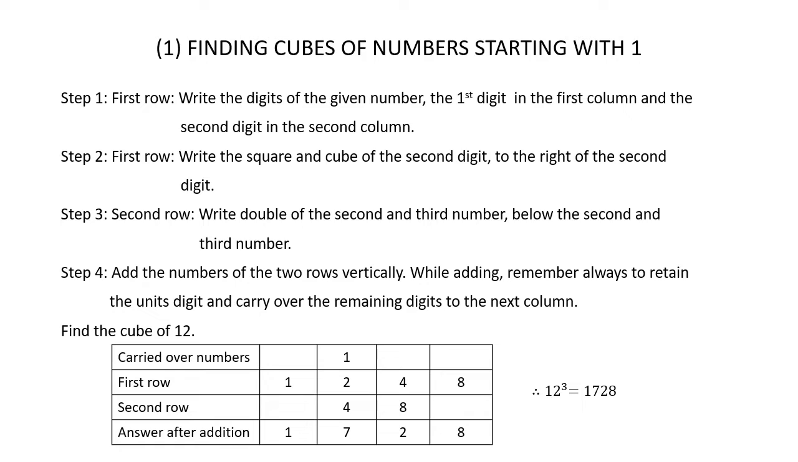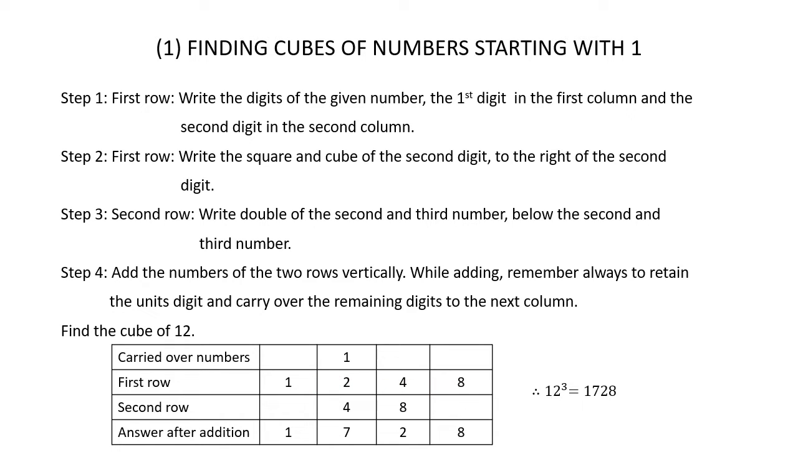Now let's understand this with an example. Find the cube of 12. Now the number 12 starts with 1. So write 1 in the first column and 2 in the second column. 2 squared is 4. Write 4 in the third column. 2 cubed is 8. Write 8 in the fourth column. So now in the first row you have 1, 2, 4 and 8.